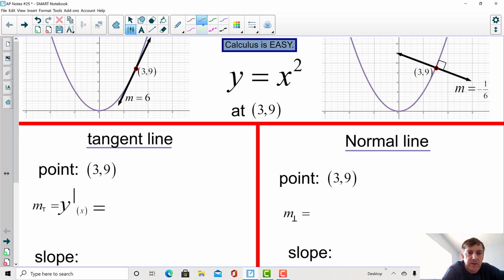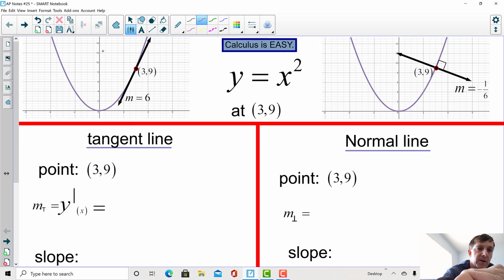Okay, in this section we're going to take a look at tangent line and normal line. So normal line is kind of a new thing. If you look in this first picture, you're going to see that we have a tangent line that touches when x is 3 and y is 9. So that line is tangent to the curve at that point.